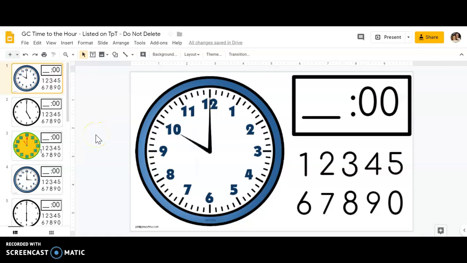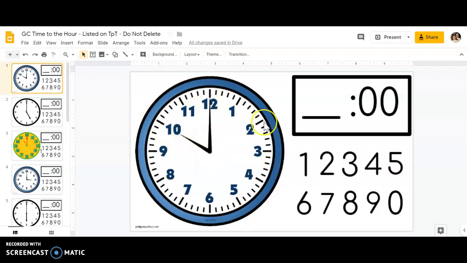We're going to be looking at time to the hour. Each of these clocks that are listed in this Google Classroom is an o'clock, which means we're only looking at the hour hand. I always have two hands, or three if you have a second hand, but in first grade we have two hands on our clock. One for a short hour hand and one for a long minute hand. We're just going to be looking at the short hand today.